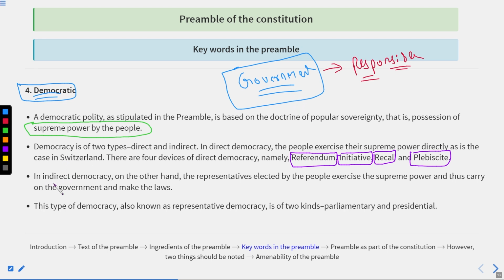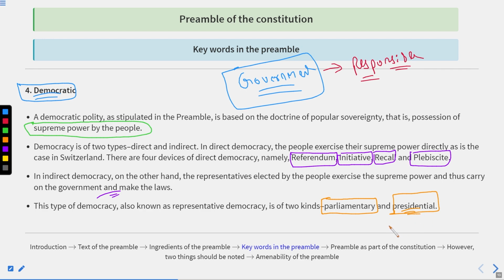All right. Whereas in indirect democracy, on the other hand, the representatives elected by the people exercise the supreme power and thus carry on the government and make the law. Okay. So basically, you could say people like me and you are not allowed to directly participate in the decision making process. All right. We generally elect the representatives, and then the representatives will be part of the government and will participate in the lawmaking procedure for our welfare. All right. So that's why it is known as indirect democracy. This type of democracy is also known as representative democracy, all right, and this is also of two types, the parliamentary and the presidential.